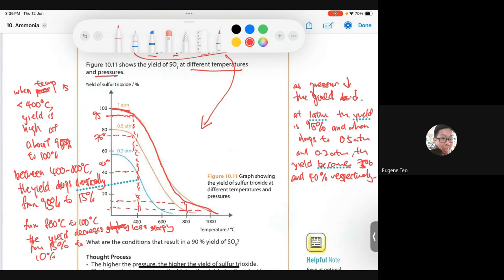So you realize I mixed the whole idea of the graph description together with the data quoting in this question itself. To do this, you are expected to be able to explain the graph like that. So there's a skill you're picking up from this chapter on ammonia, not just knowledge itself, but the skill of interpreting graphs, especially graphs with multiple lines.